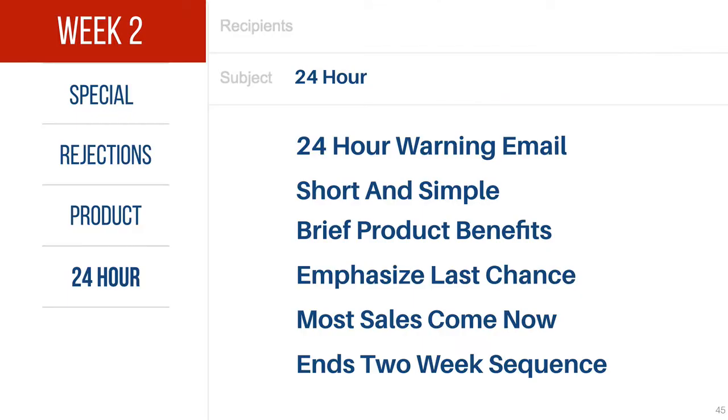All right, the last email in the sequence, this is pretty straightforward, a 24-hour warning email. It's short and simple, it's brief product benefits, emphasize this is the last chance to get that special, and this will be when most of the sales come through. When this email hits the inbox, generally it triggers the sales in the next day because, for the obvious reason, it's scarcity. It's one of those psychological triggers I mentioned earlier. If there's a deadline or if there's a limited offer, that's what drives people to actually make a decision. This also wraps up the 2-week sequence. So it comes to a conclusion.